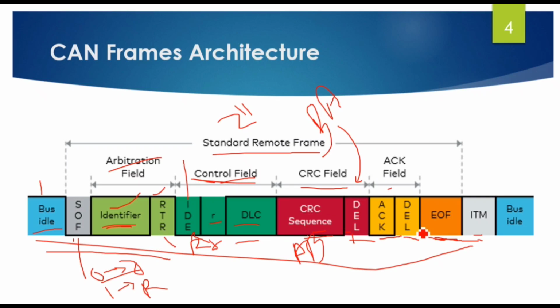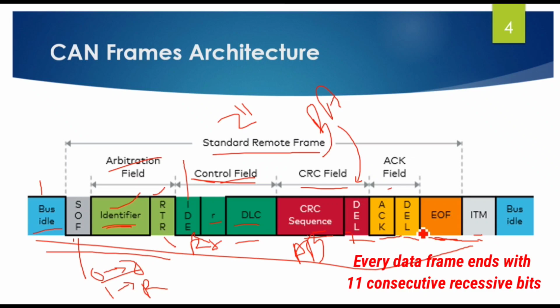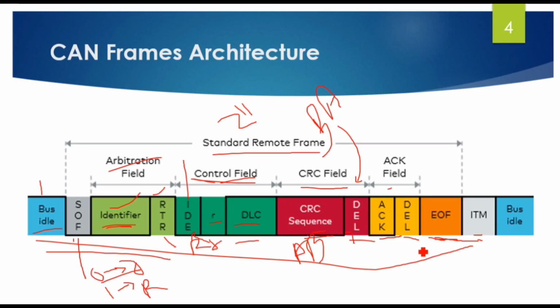Every data frame ends with 11 consecutive recessive bits. Remember, every data frame I am talking about ends with 11 consecutive recessive bits: 1 bit of acknowledgement delimiter, 7 bits of end of frame, and 3 bits of interframe space. Once the frame ends, the bus is idle again, and any node can start transmitting its own frame. So this is the overview of the standard CAN frame.